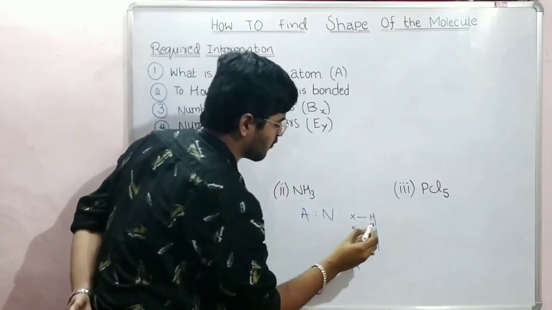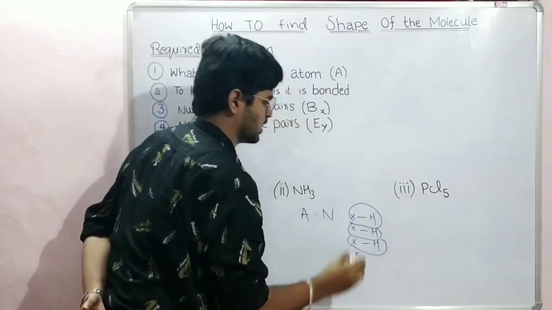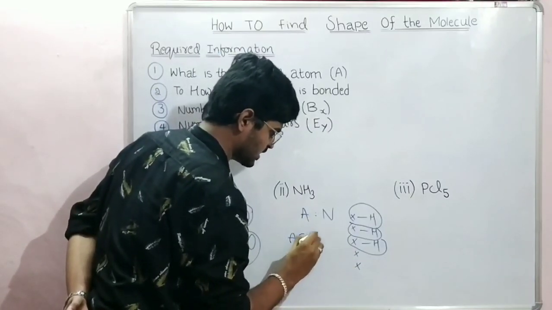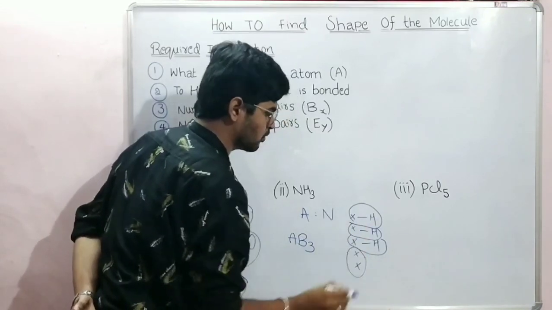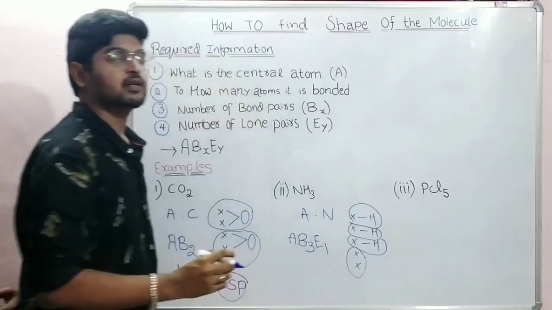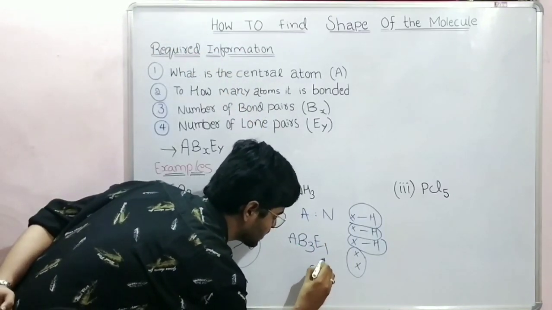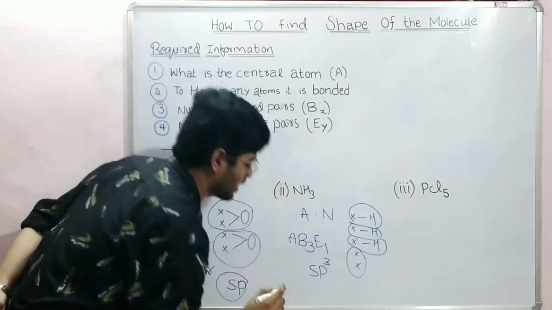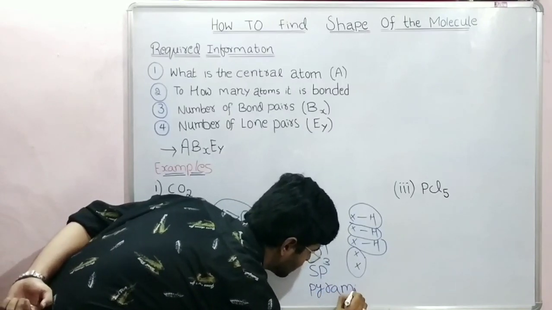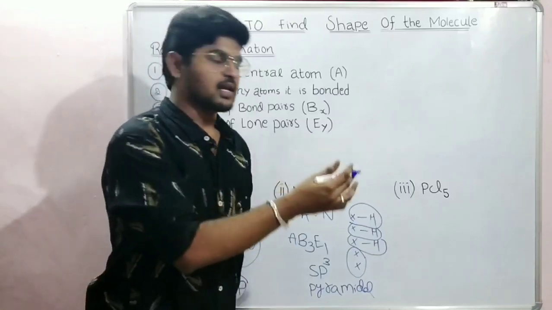So here the bond pairs are 1, 2 and 3. So A is the central atom, 3 bond pairs, and what is the lone pair? A pair means 2 electrons. Therefore AB3E1. So 4 bonds are formed, that means one s and 3 p, sp3, and the geometry is pyramidal. How the geometry came, I'll tell in the next slide.